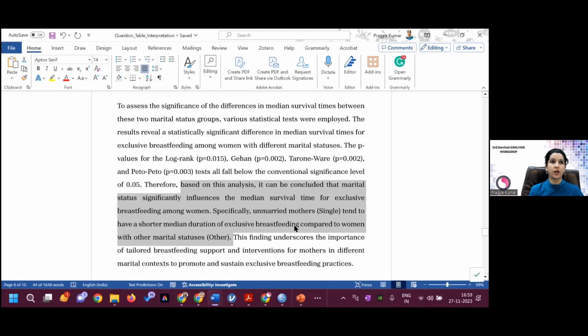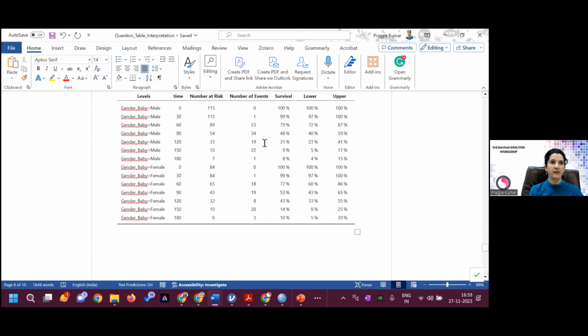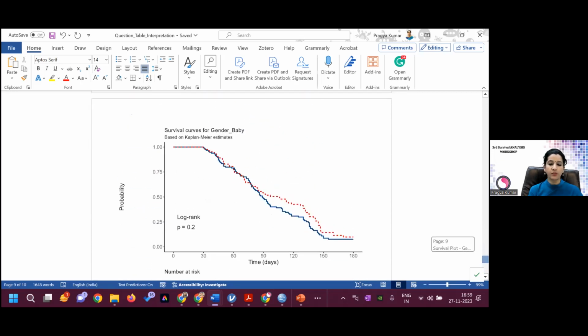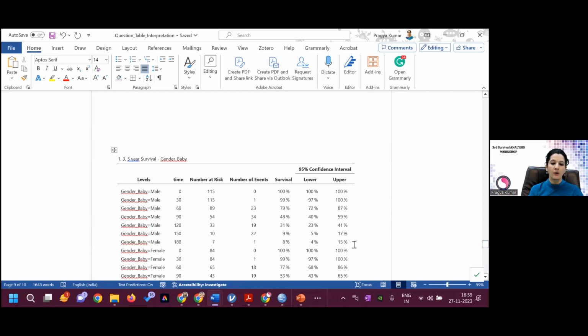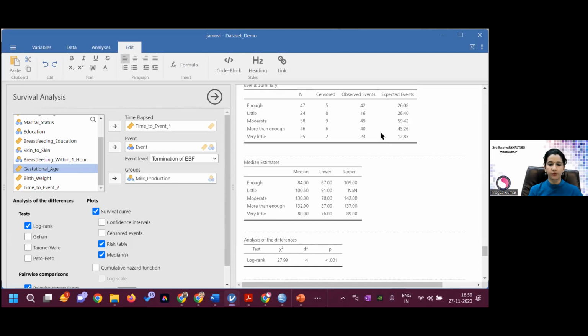Single mothers tend to have a shorter median duration of exclusive breastfeeding compared to other marital statuses, meaning married or divorced or whatever. And this was the pairwise comparison, which I think we have not pasted here. This was when I was showing you how to copy and paste the survival result. By this time you know you have to right click, copy it and paste it. So is it clear for all of you?